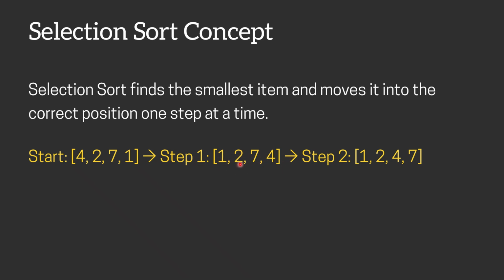Now we look at step 2, which is here, and we say the next smallest is 2, but that's already in place, so we don't have to do anything. Then the next smallest number is 4, so we move that to the new position and swap those two. Now we've got a sorted list.